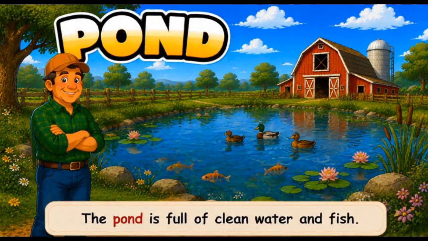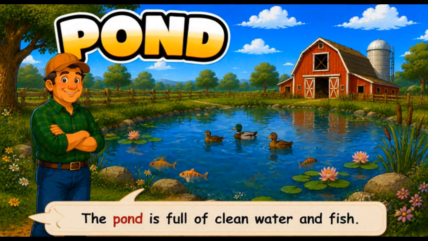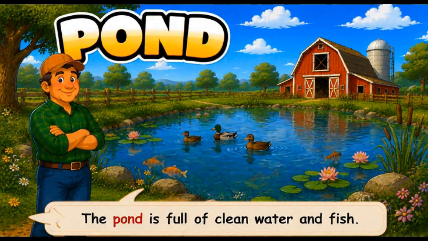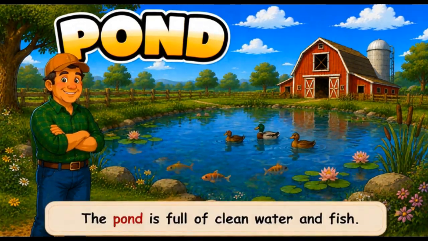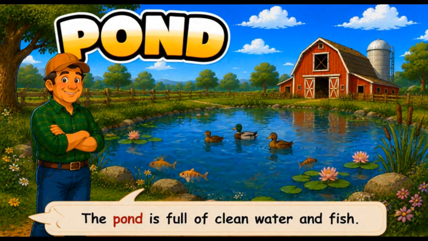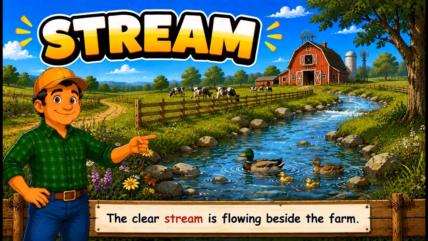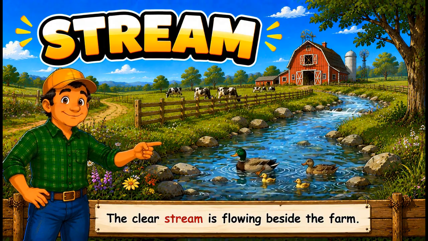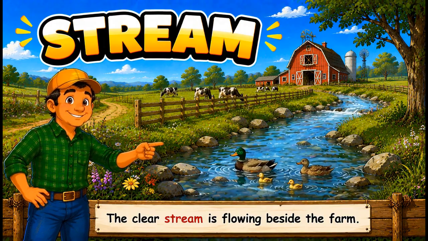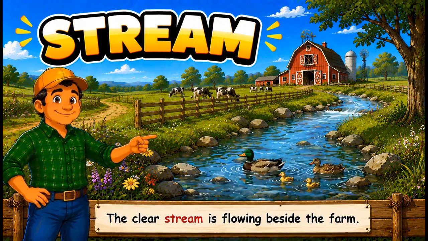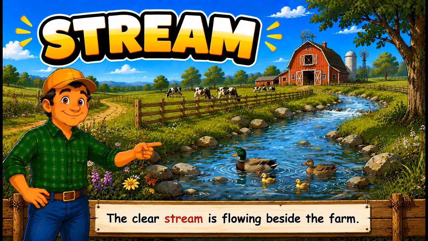The pond is full of clean water and fish. The clear stream is flowing beside the farm.